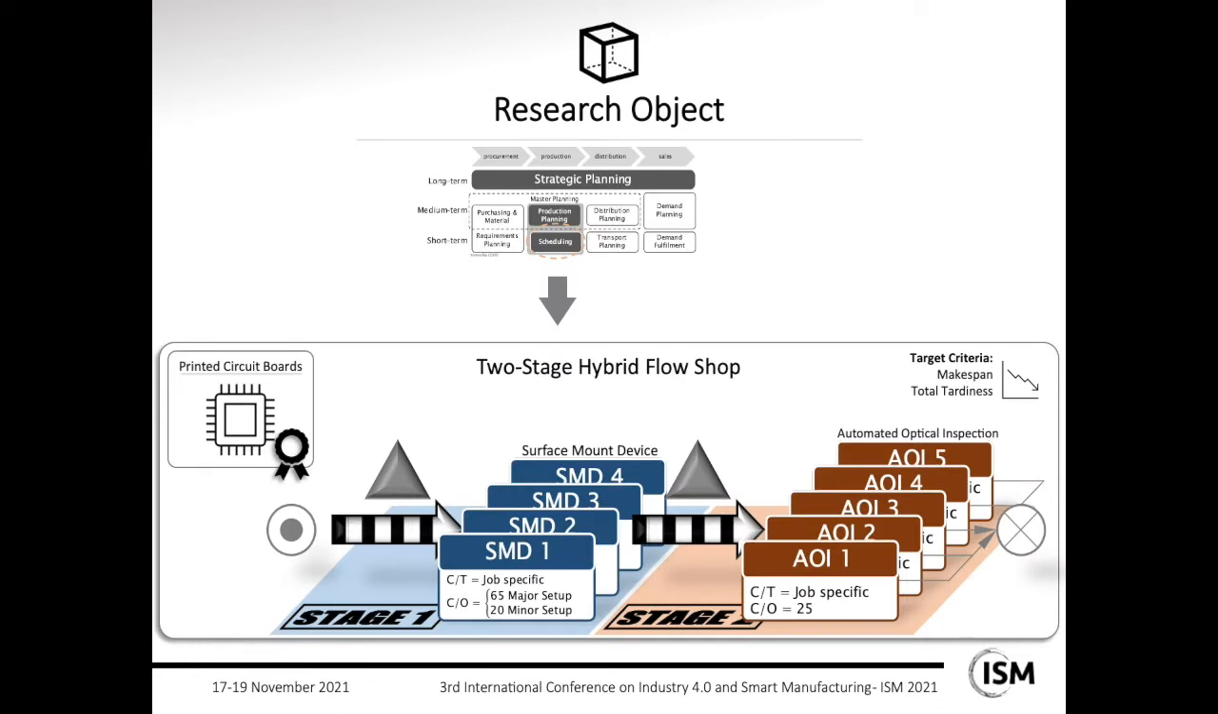And as an example production system, we're using a two-stage hybrid flow shop of a company which is producing printed circuit boards. On the first production stage, they have a group of 4 machines, which are surface mount device machines with sequence-dependent setup times and job-specific process times. On the second production stage, we have 5 automated optical inspection machines. And for the company, the target criteria are the makespan as well as the total tardiness of all the jobs.